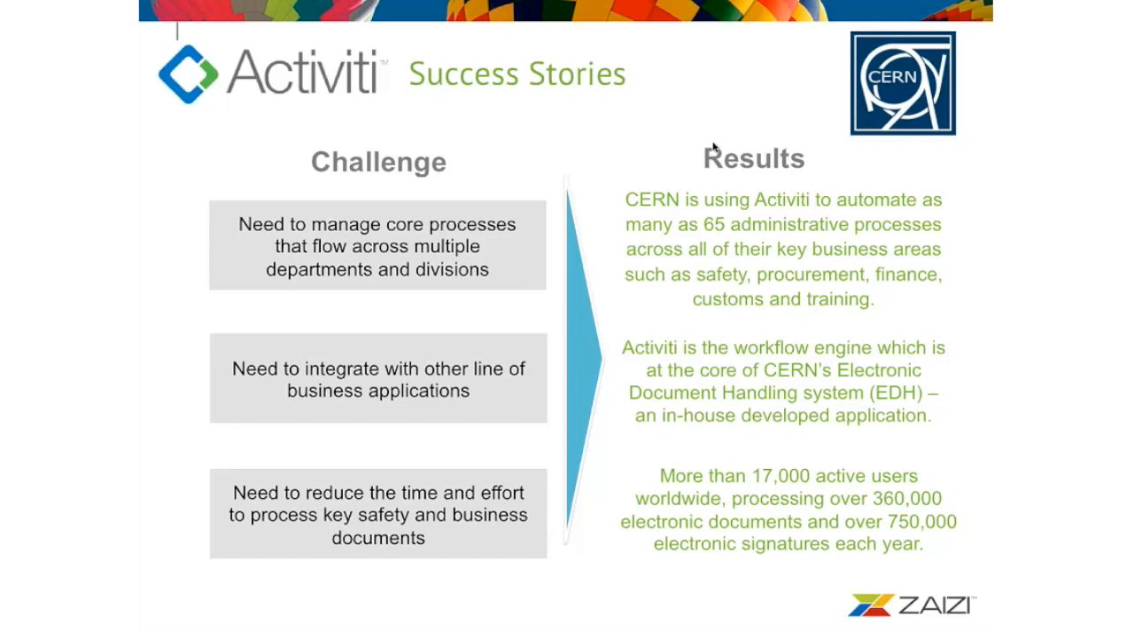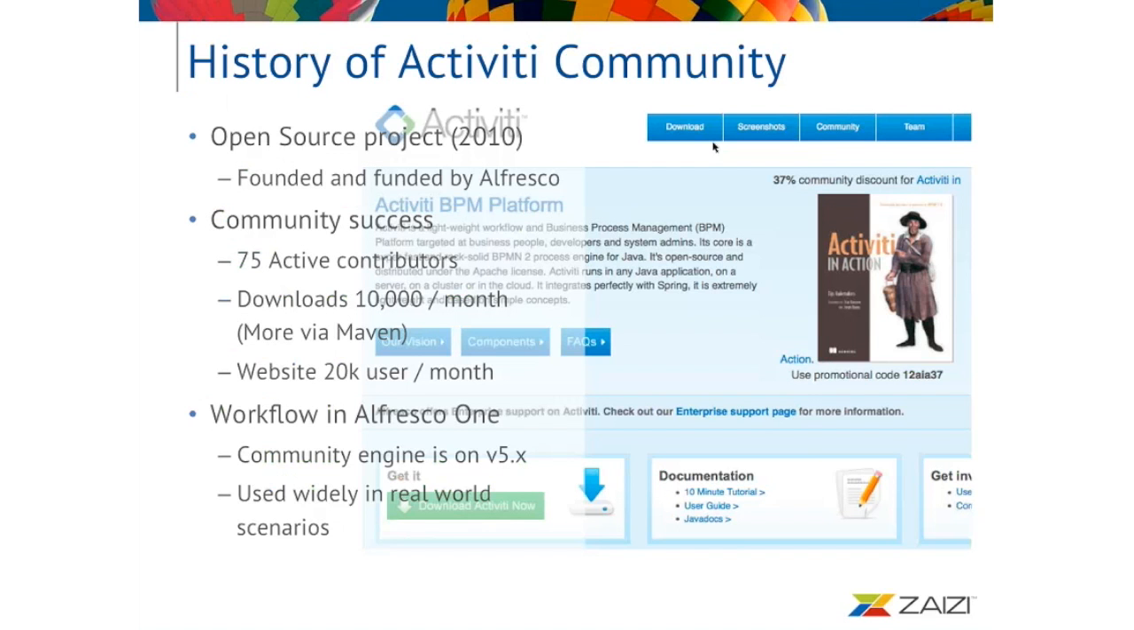Activiti was established as an open source project in 2010, founded by Alfresco and funded by them. The core contributors initially to the project were people who had been previously on the JBoss jBPM project, and soon they were able to release the initial version of Activiti, which became successful very quickly. The community now has 75 active contributors with over 10,000 downloads a month, and about 20,000 users hit the website every month.